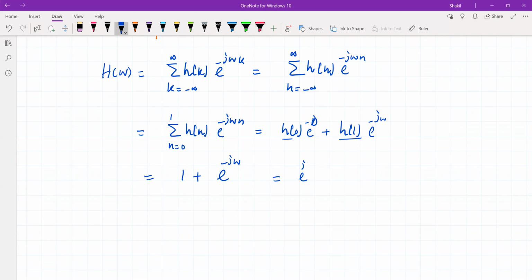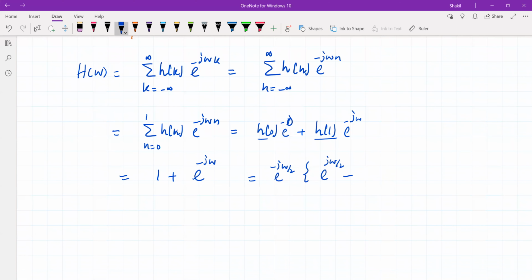I'm going to take e raised to the power j omega by 2 outside, minus 2 outside. And if I take this outside, it will be e raised to the power j omega by 2 plus e raised to the power minus j omega by 2. You can check this is all right. When you take this inside, this will be e raised to the power j omega by 2 minus e raised to the power j omega by 2, that will be e raised to the power 0, and that's equal to 1. And when you multiply e raised to the power j omega by 2 with this, it will be simply e raised to the power minus j omega.